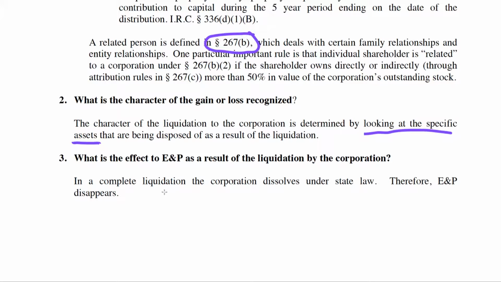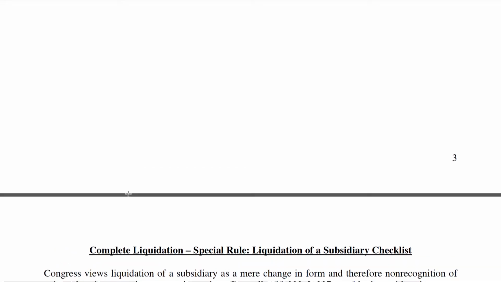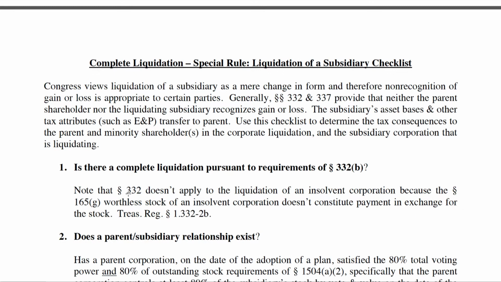Well, in a complete liquidation, under the general rule, all EMP is dissolved. All EMP is going to be dissolved, and therefore it's going to be gone. Therefore, EMP disappears. Okay, so that is the complete liquidation general rule checklist. Now we're going to take a look at the special rule.